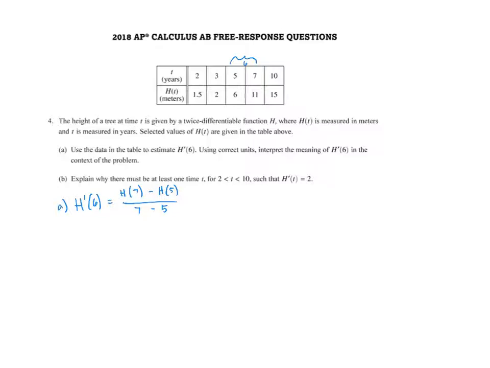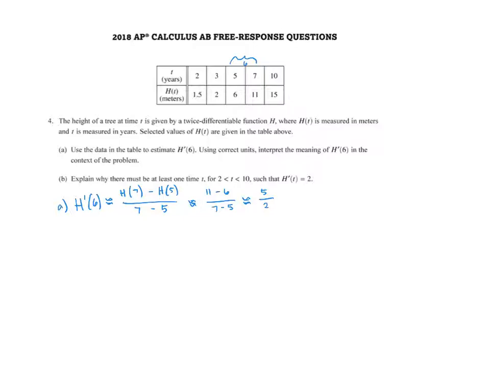Alrighty, so let's plug in some values here. Let's say h of 7, you're 11, and h of 5, you are 6. 11 minus 6, and 7 minus 5. So it looks like h prime of 6 is approximately 5 halves.